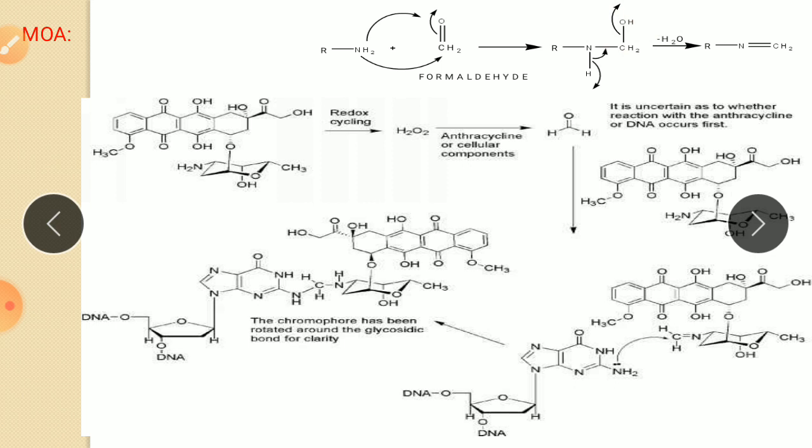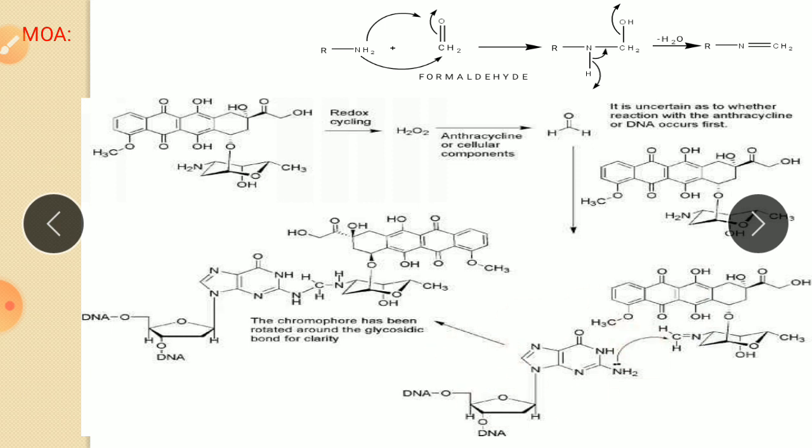So if you see here, R means this structure, then N double bond CH2. So anthracycline, which contains an amino sugar with an amine group, reacts with formaldehyde by this mechanism, and there is a formation of a bridge. So here N double bond CH2 is formed. Then this bridge forms the bridge between the amino group of guanine. So it is a DNA part, guanine.